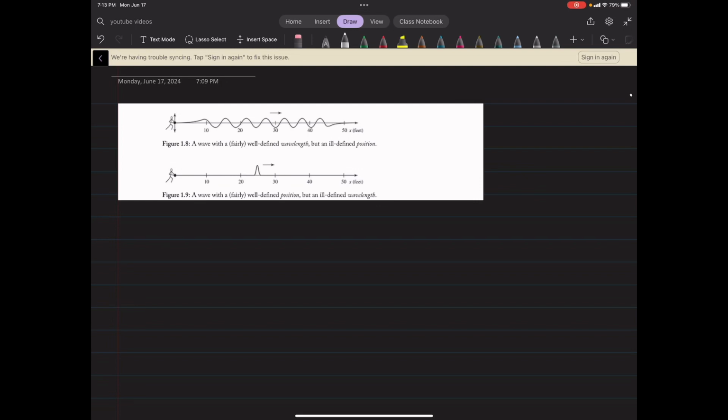Okay, so this is section 1.6 out of Griffiths' quantum mechanics, and it talks about the uncertainty principle, which is a pretty interesting section. It definitely confuses a lot of people, and I think it sounds crazier at first, but the more you think about it, the more it starts to make sense. And I think Griffiths does a pretty good job illustrating that with figures 1.8 and 1.9.